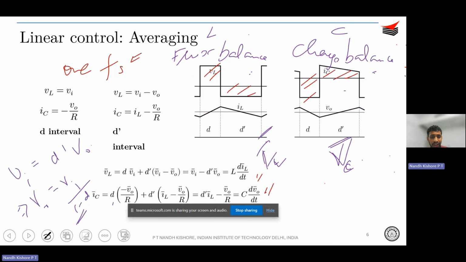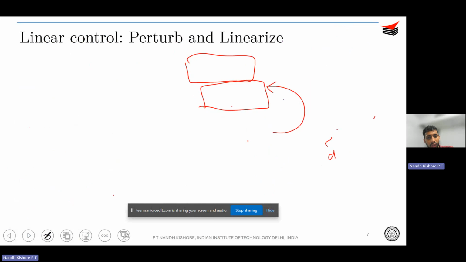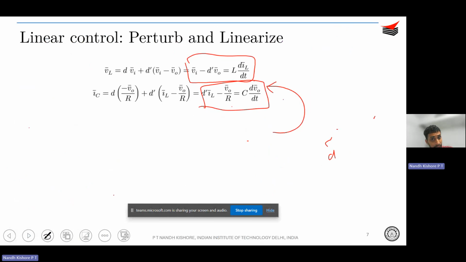So VL is basically the area over here, right? So that is VI, or the average value of VL. So D times VI plus D dash times (VI minus V naught). That area is equal to L dI/dt. And similarly IC is C dV/dt, right? So you got these, and then what we did was something called perturbation and linearization.